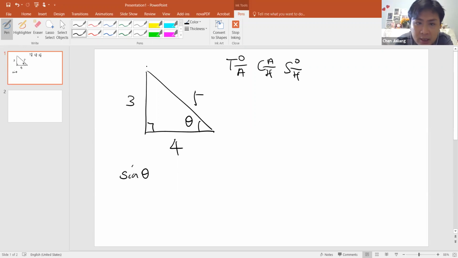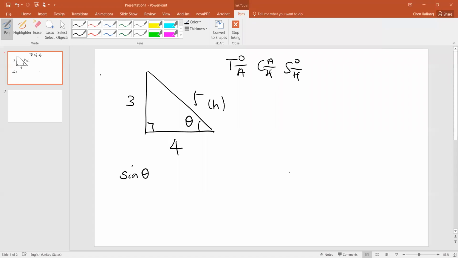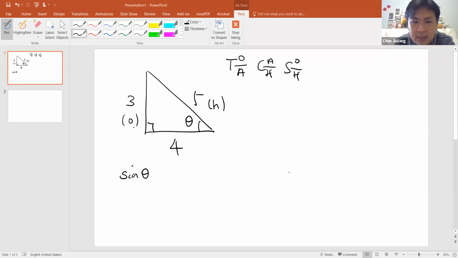Okay, so let's try and label the sides first. Y'all can unmute your mic, because I need y'all to respond with me. For this triangle, which one will be the hypotenuse? 5 cm. Yeah, the 5 cm. And which one would be the opposite? 3. Yeah, so this one is the opposite. And which one is the adjacent? The 4. Okay, yeah.